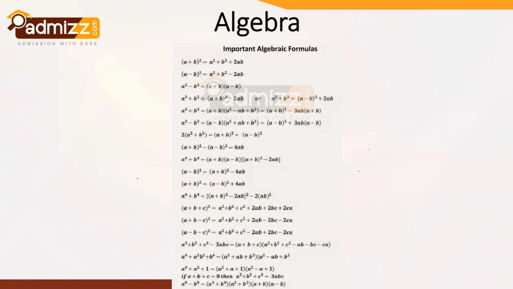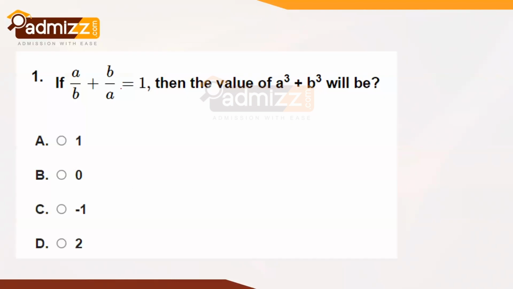practice problems. The first question reads, if A over B plus B over A equals 1, the value of A cubed plus B cubed will be. To solve this problem, you need to know the formula for A cubed plus B cubed, and I hope every one of you knows that, right? Give this problem a try, send the answer in the chat box, then we'll discuss further.